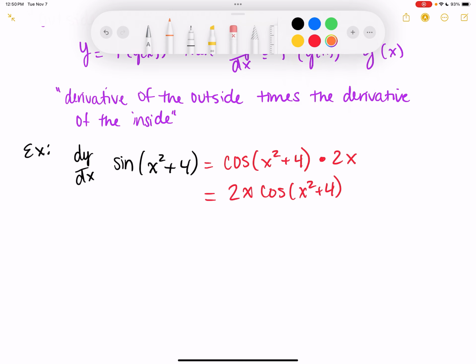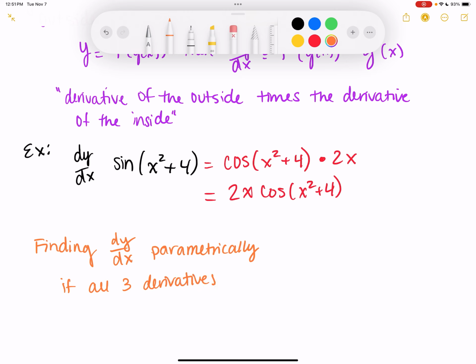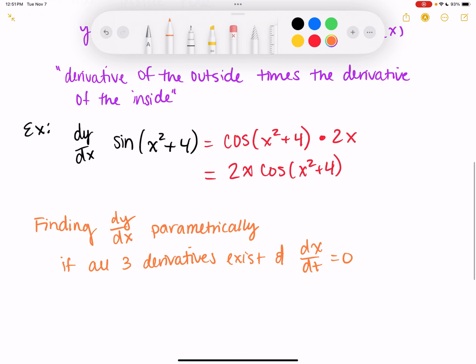All right, finding dy dx parametrically. If all three derivatives exist and dx dt is not equal to 0, then dy dx is equal to dy dt divided by dx dt.